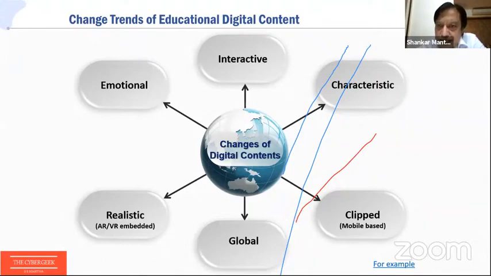The content must be interactive, it must be characteristic, it must be mobile-based, and it must be global and realistic. For example, audio, video, visual medium, augmented reality, virtual reality devices will be used, and so on. And the changes in digital content also create emotional content, emotional connect.